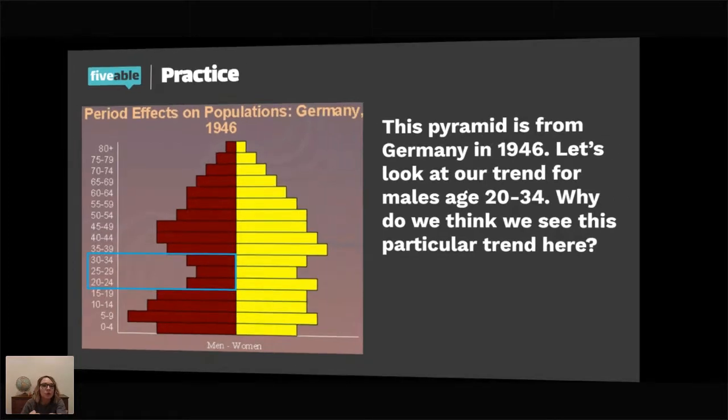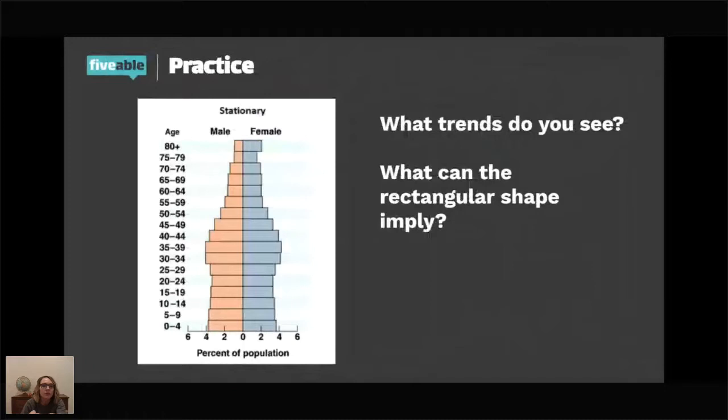So we're going to do a little more practice. The pyramids we looked at before were super pyramid shaped, which means rapid growth. This pyramid is more rectangular. What trends do you see throughout the pyramid? Where are most of our people? Where aren't they? And what do we think a more rectangularly shaped pyramid means?